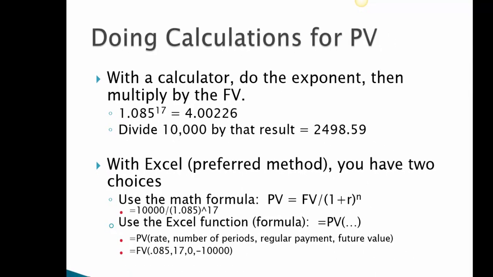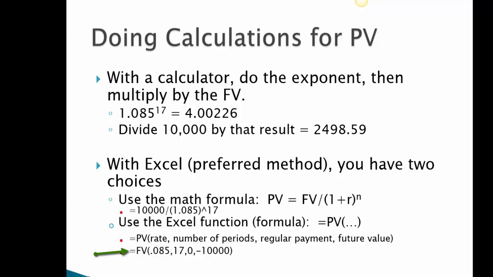Alternatively, and preferably, you would use the Excel function PV. So that's the present value function. You'd type in equals PV, and then you'd have some things in parentheses, these arguments again. The arguments need to be entered in this order: the rate, the number of periods, the regular payment, and then the future value.